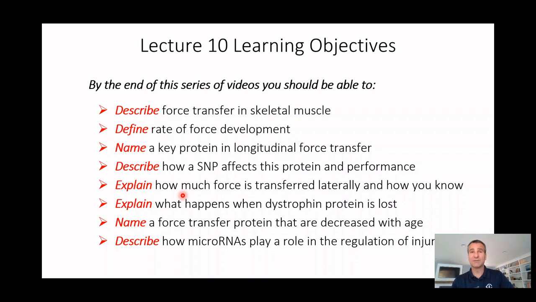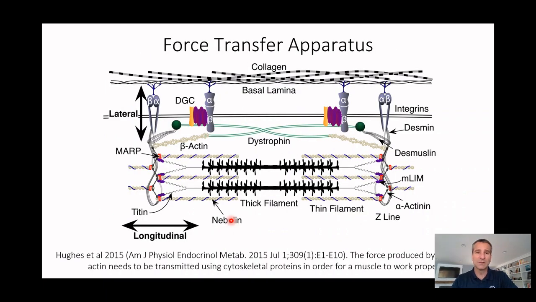You should be able to explain how much force is transmitted laterally. So lateral force transmission goes from the center of the muscle fiber to the outside, whereas longitudinal force transmission goes from one sarcomere to the next sarcomere to the next sarcomere. And I'll show you that. And then you should be able to explain this important protein, dystrophin, and what happens to muscle and what happens to force transfer once dystrophin is lost. You should be able to name a force transfer protein that is decreased with age and describe a microRNA that plays a role in the regulation of age-related loss of that protein and how that can affect injury rates as we get older.